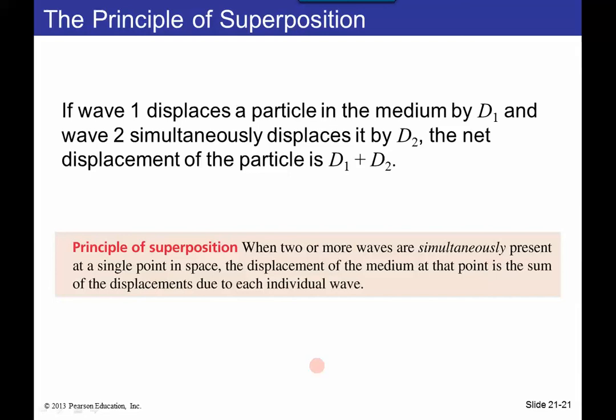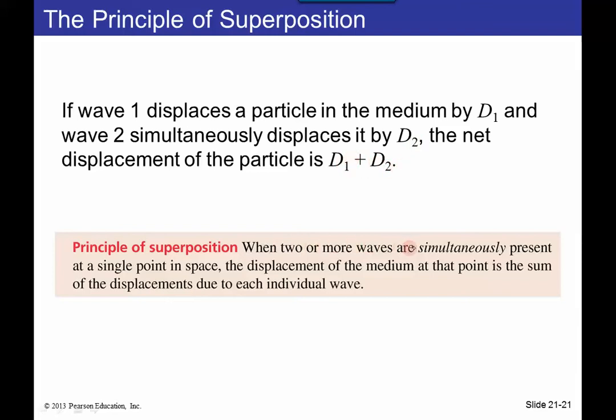So now we are going to start the study of the principle of superposition, and that basically tells you what happens when two waves come together at the same point and at the same time. So the principle of superposition basically says that the net displacement is equal to the sum of the displacements of each wave that is coming at the same time.